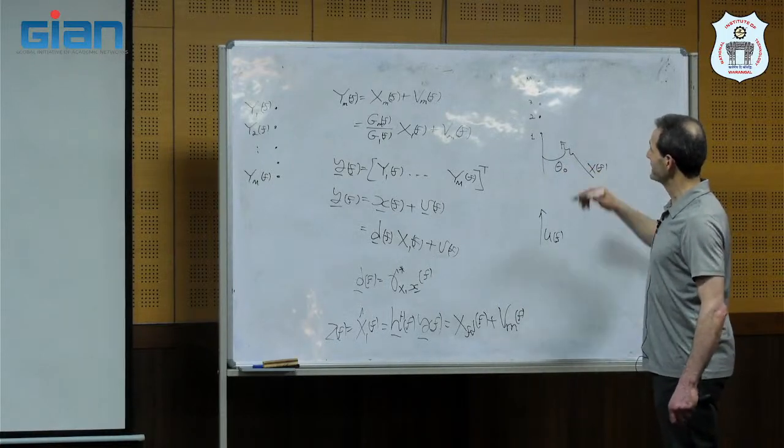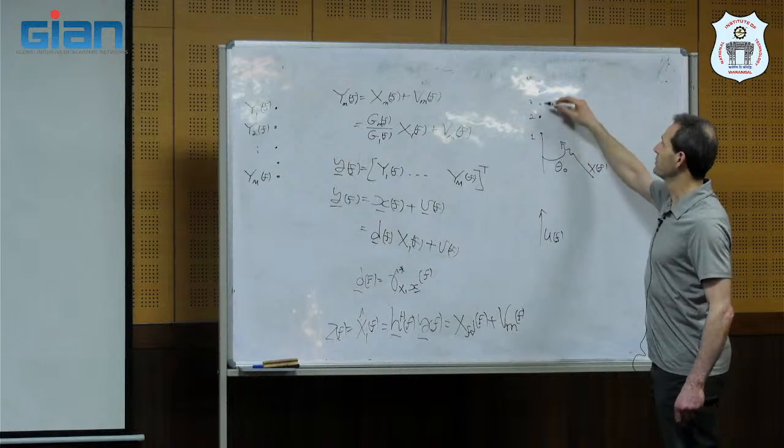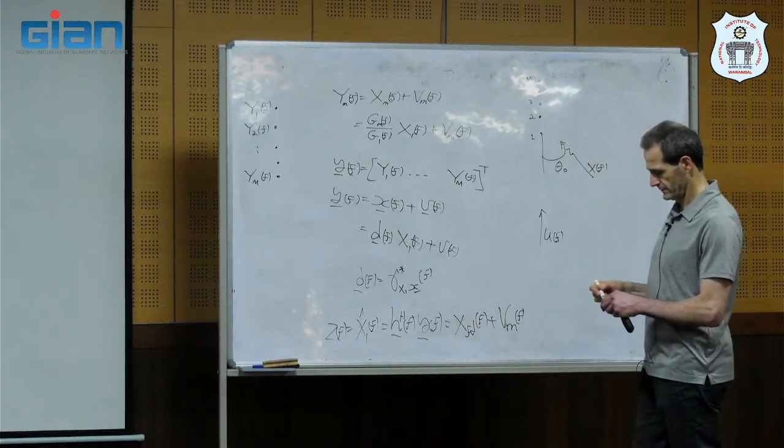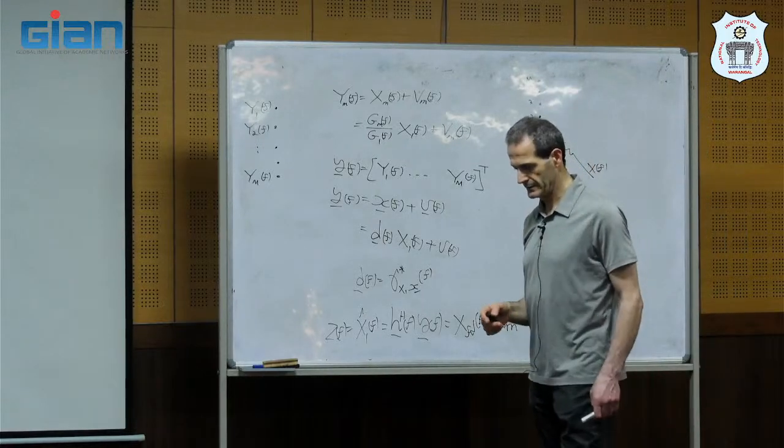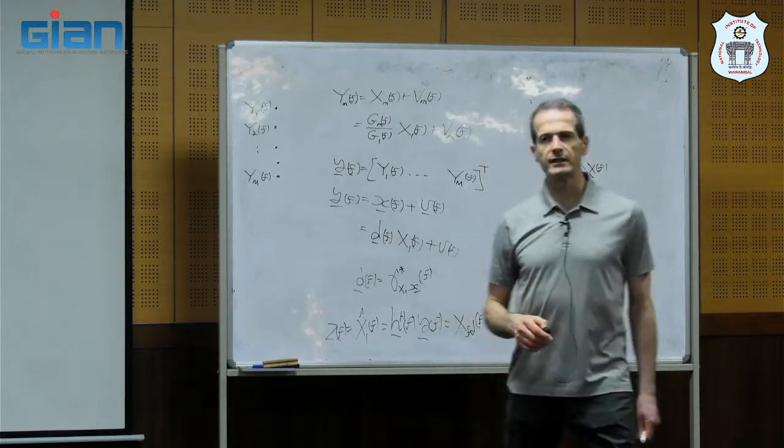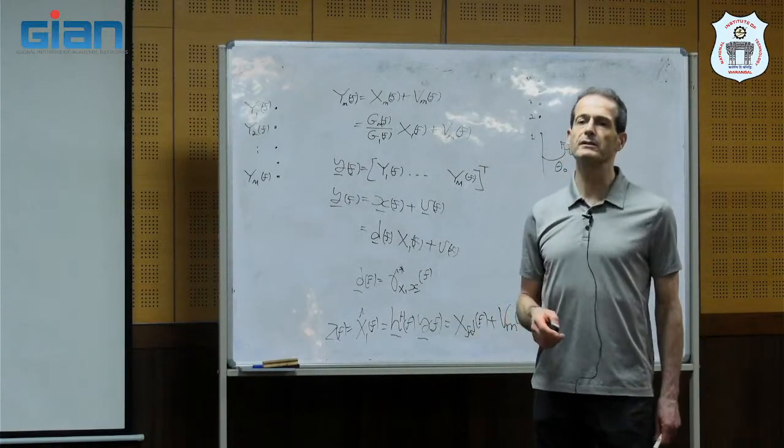Let's call it UF. It comes from the end fire, from theta equals 0. And in addition, we have thermal noise. Okay.